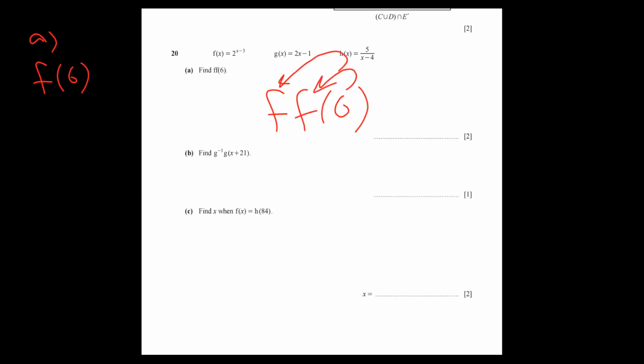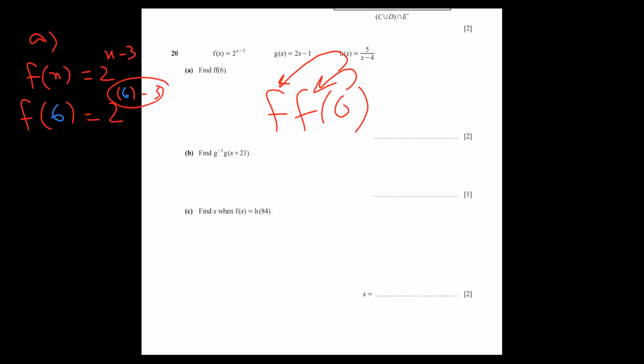So first of all, what is my job? I will copy the function of F as it is. You know my habit: I always copy and replace every x by an empty space. Now I will put 6 in both places, 6 here and 6 here. All of you know 6 minus 3 gives you 3, and 2 to the power of 3 gives you 8. Alhamdulillah Rabbil Alameen, this part is over.